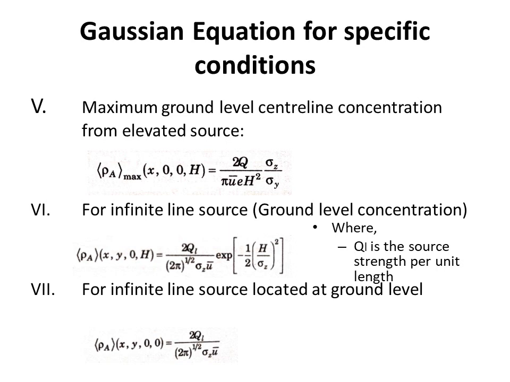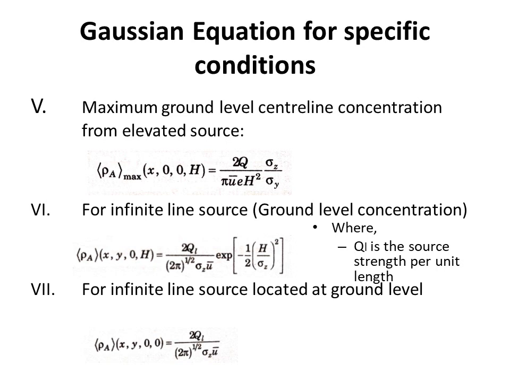Next is the infinite line source ground level concentration. For example, in an industrial area, if many industries are located and each of the industries has its stack emitting the pollutant into the atmosphere, then we can consider it as an infinite line source. Here the source strength is considered as QL, which is the source strength per unit length.